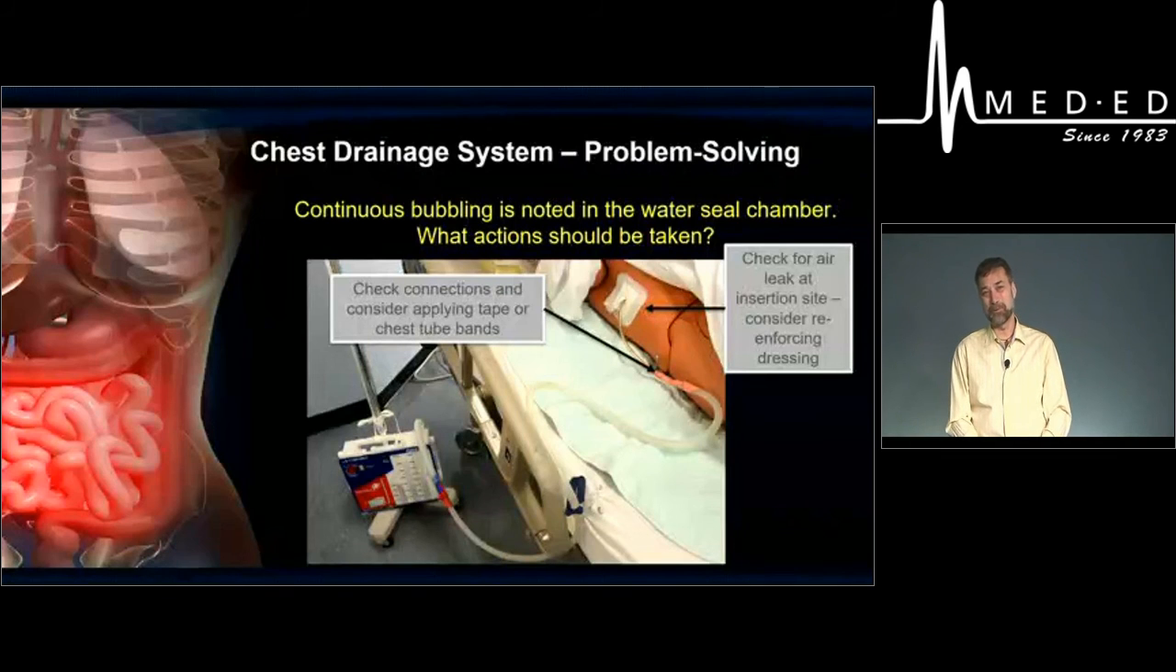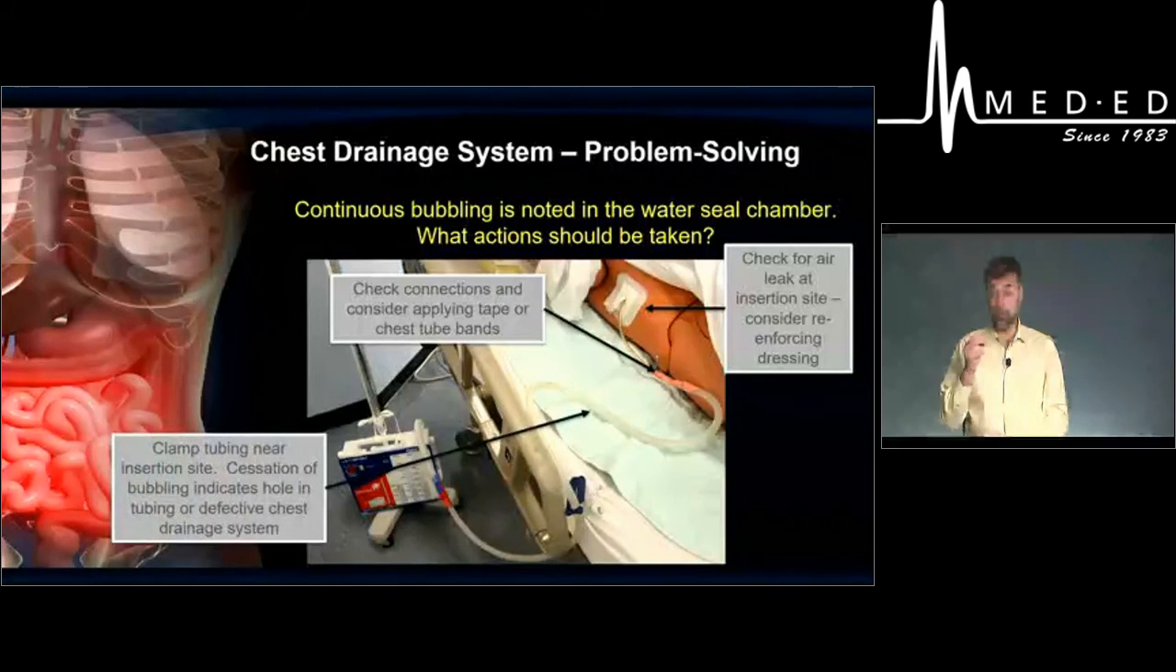Yeah, somebody drove over the tubing on the way to CT and put a little hole in it, or you have a defective chest drainage set. Now, how would you know if there's a hole in the tubing or a defective chest drainage set? Does anyone remember how to test for that? With a clamp, right? You may consider temporarily and for a very brief period of time clamping the tubing.